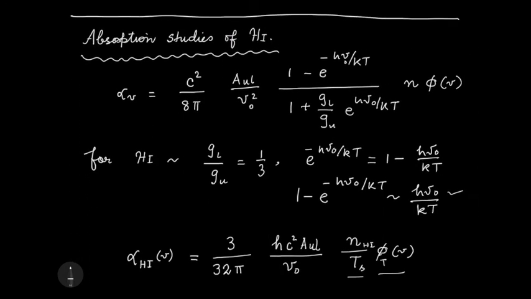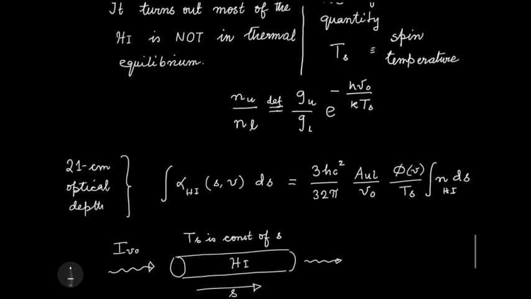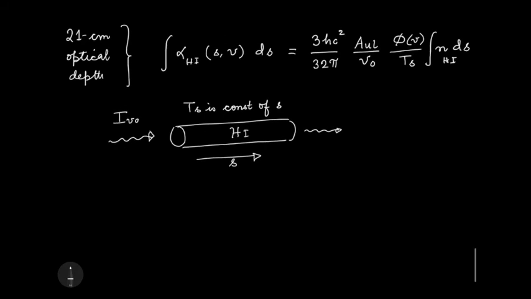So these are H1 number density. Where else have I written? Not anywhere else. So here. This is more in general, so it's all right. So H1 number density integral ds. And what is this? This is the column density of H1, right?